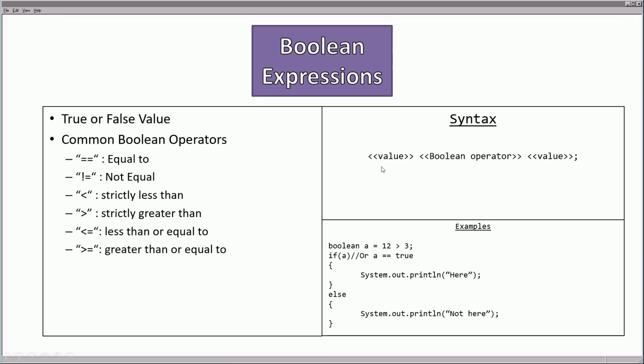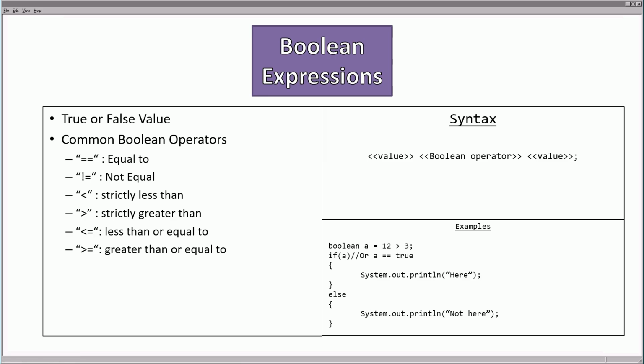So whenever you're writing a Boolean expression, you have a value over here, some sort of operator, and then another value. This entire expression will evaluate to either true or false. So we can see over here, we've already declared this variable, Boolean a, and remember, Boolean is either true or false. And then what we're doing is evaluating 12 is greater than 3. As we know, 12 is greater than 3, so a would be assigned true. As this was assigned true, if true, then we print this and ignore this.